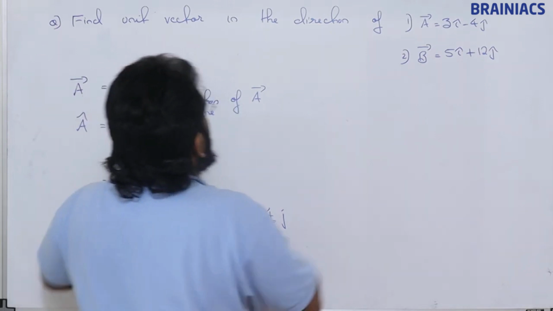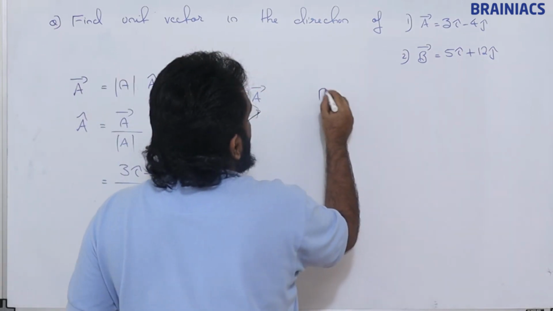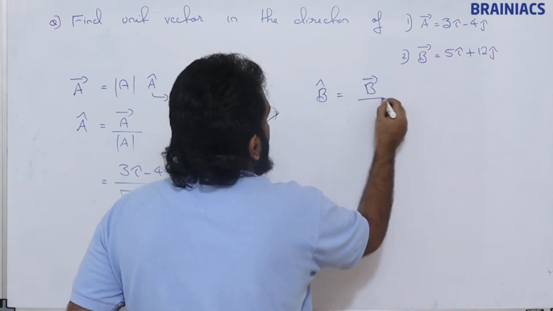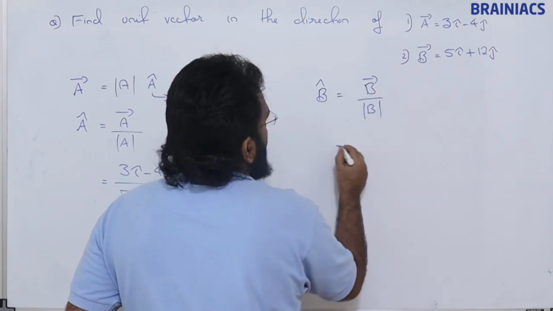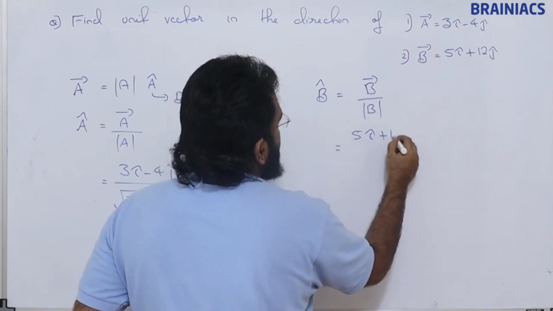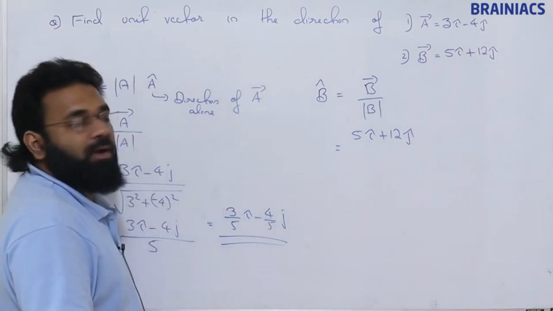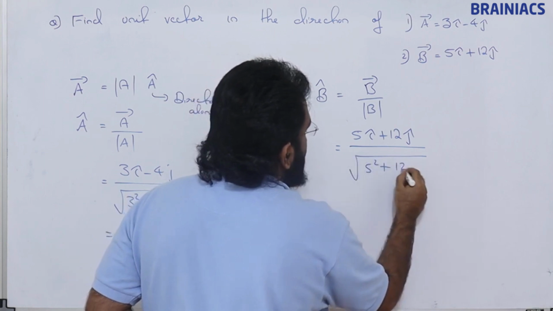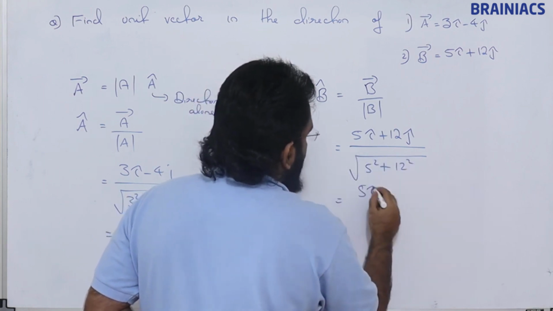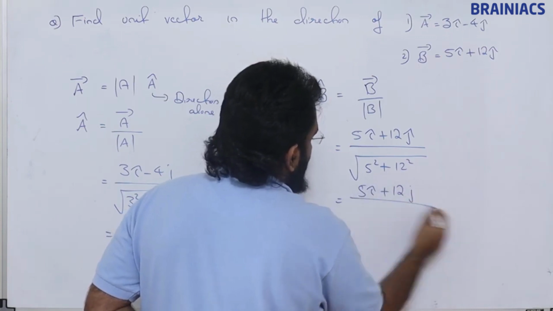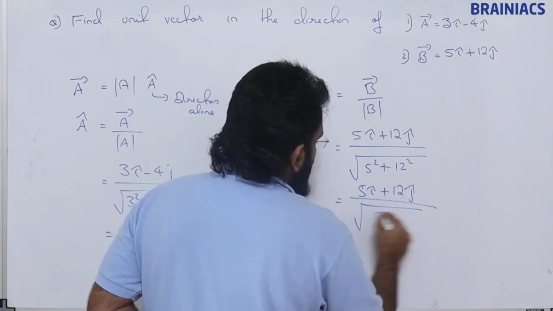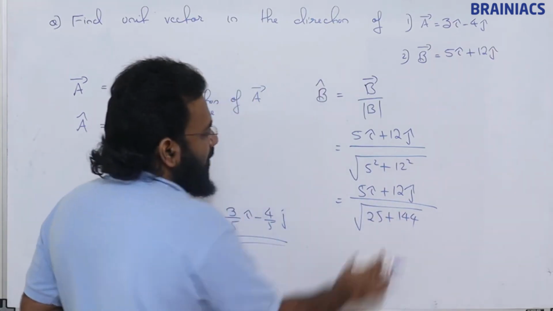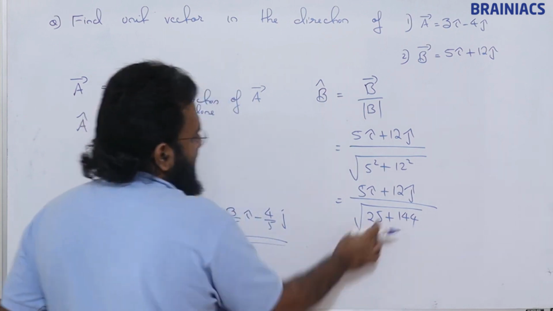Same way, find the unit vector in the direction of B. So unit vector in the direction of B is nothing but vector B divided by magnitude of vector B. So vector B is 5i plus 12j, divided by root of 5 square plus 12 square. So 5i plus 12j divided by root of 25 plus 144. So this is going to be 169. Root of 169 is 13.